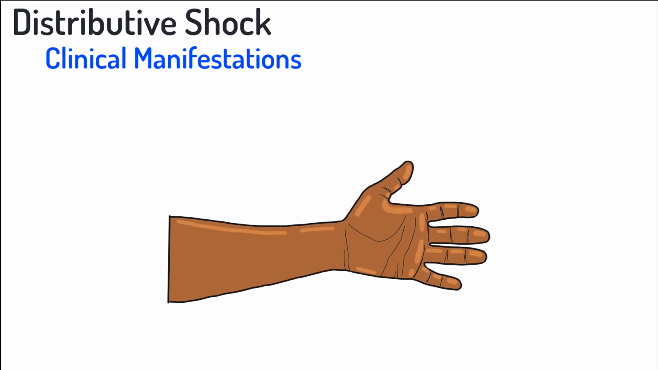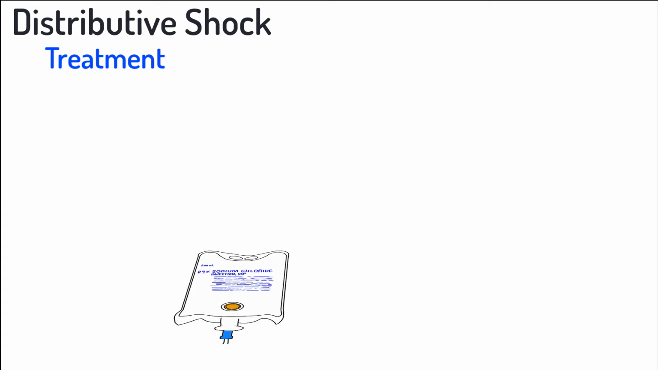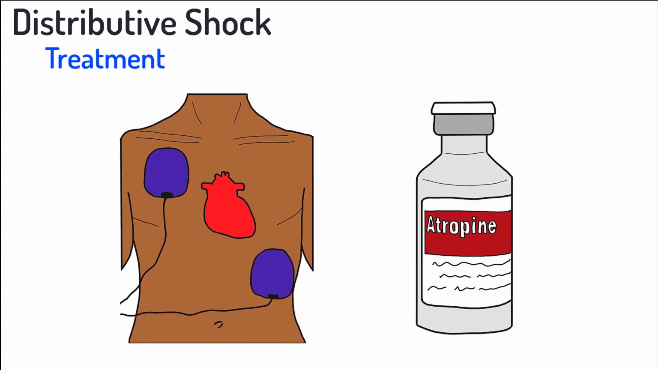As would be expected, the clinical presentation of distributive shock will vary based on the underlying mechanism. One notable finding, however, is that patients with distributive shock tend to have skin that is warm due to widespread vasodilation. Treatment of distributive shock involves addressing the reductions in preload and systemic vascular resistance, usually through the administration of IV fluids and vasopressor agents, respectively. Bradycardia associated with neurogenic shock may require treatment with external pacing or atropine.